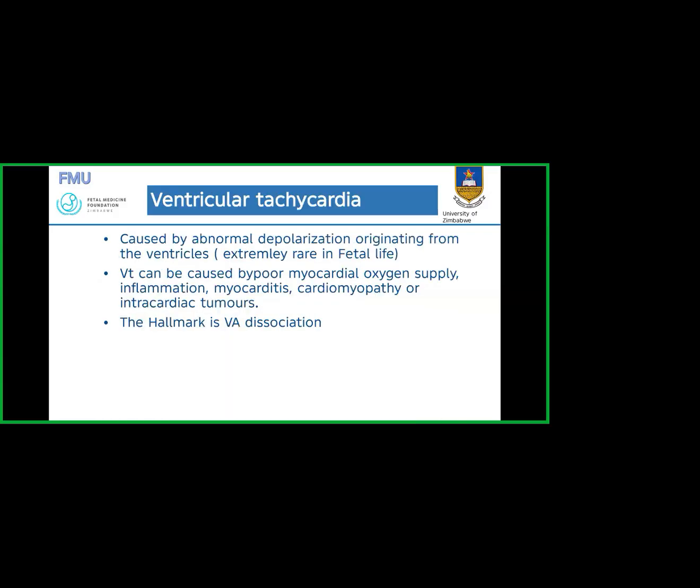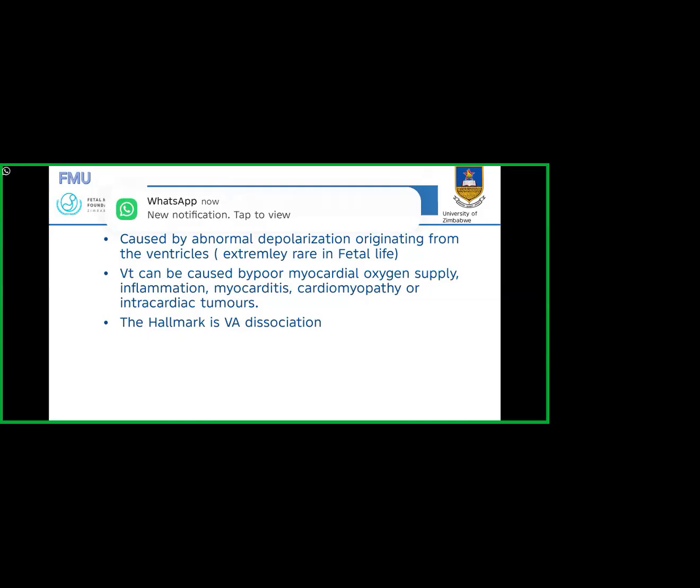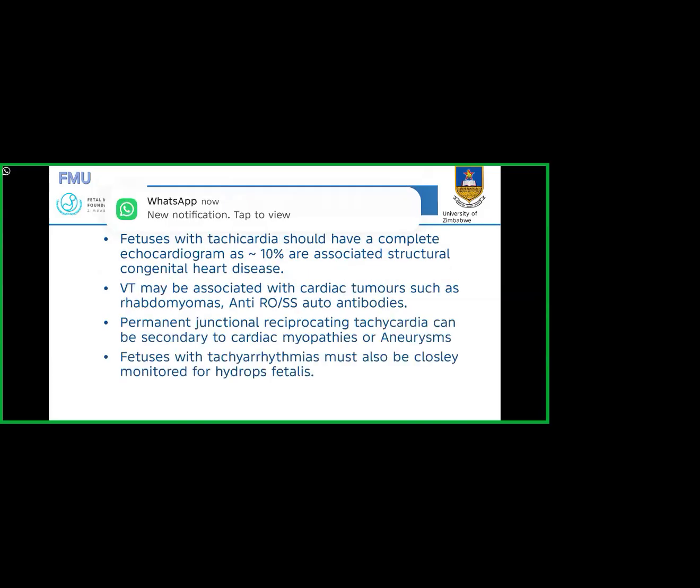Then we've got ventricular tachycardia. This one is caused by abnormal depolarization originating from the ventricles. It's different from the supraventricular tachycardias, where the depolarization is initiated in the atria. Ventricular tachycardias can be caused by poor myocardial oxygen supply, inflammation of the heart, myocarditis, cardiomyopathy, or intracardiac tumors. The hallmark here is VA dissociation. There won't be an association between the contraction of the atria and the ventricles.